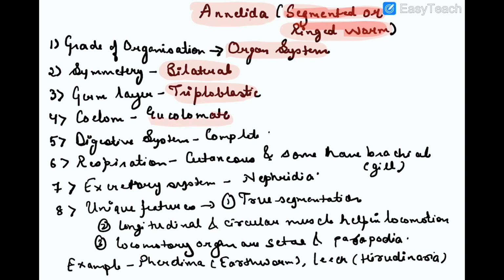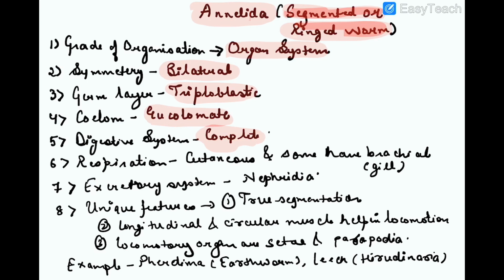They are eucoelomate, means they have a true coelom, in which the body cavity between the body wall and the gut wall is known as coelom, and it is lined by mesoderm. So they have a true coelom. Digestive system is complete.